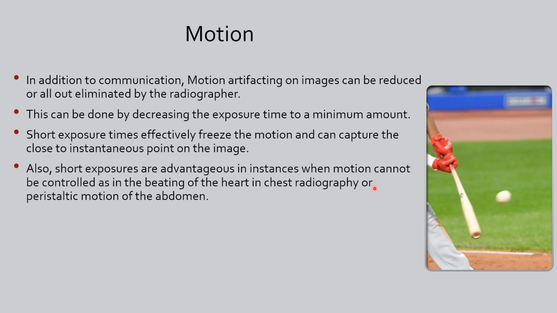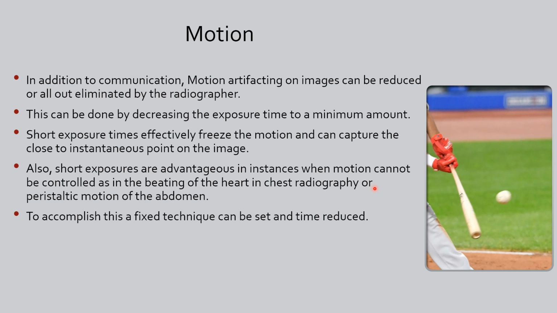But beyond that, shorter exposure times are advantageous in instances where motion cannot be controlled, as in the beating of the heart in a chest radiograph, or peristaltic motion of the abdomen. So shorter times are advantageous not only for motions that the patient is in control of, but also motions that they are out of control of.